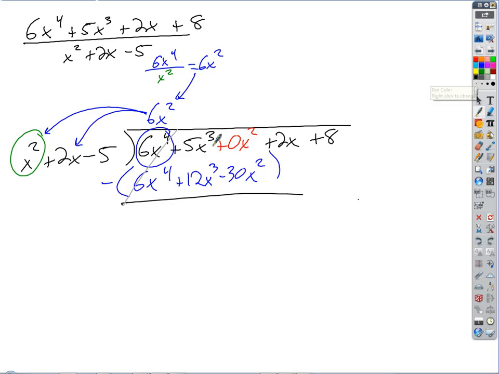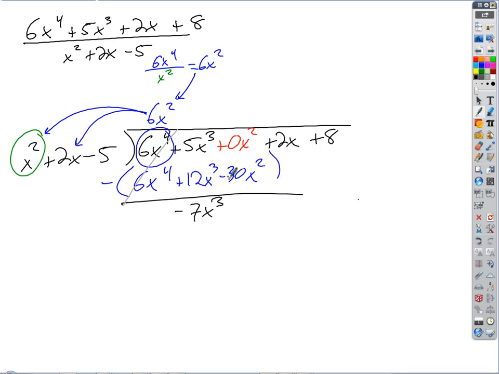Now watch how I do this. This is something, it's easy to make a mistake. Sometimes people just do 5x cubed and they add this instead. It's 5x cubed minus 12x cubed. Is how many x cubes? Negative 7x cubed. Negative 7. Okay. Negative 7x cubed. 0x squared minus negative 30x squared.